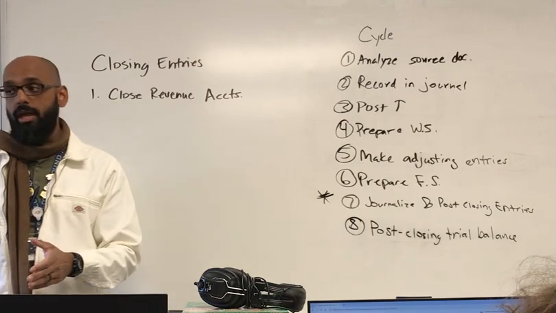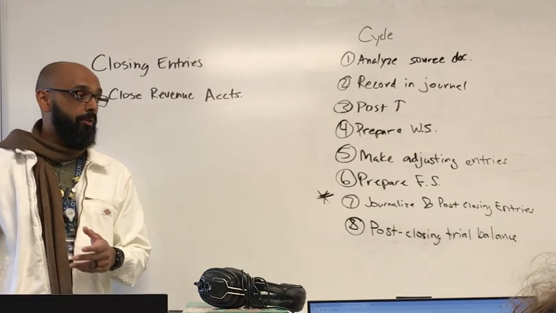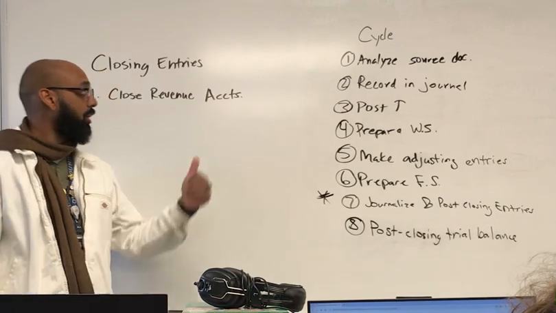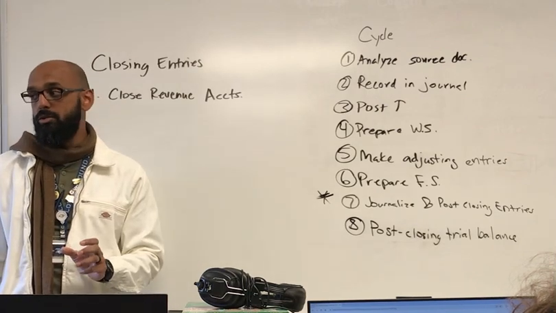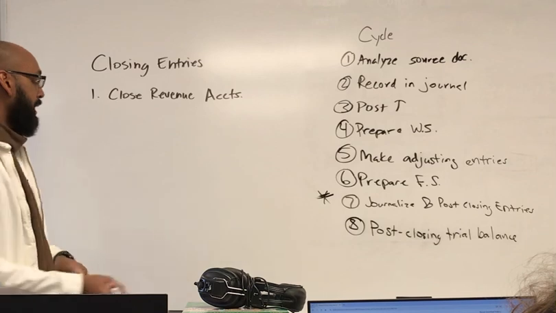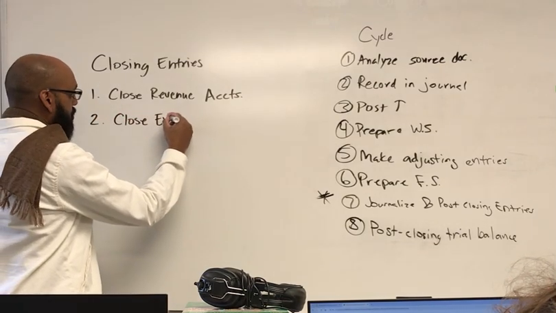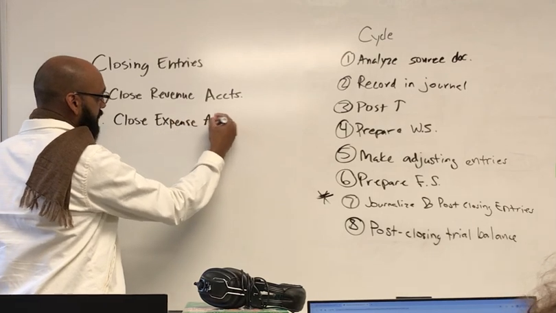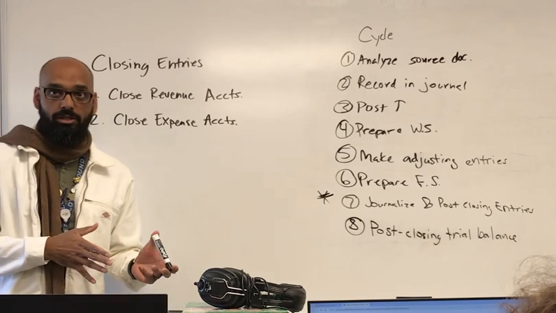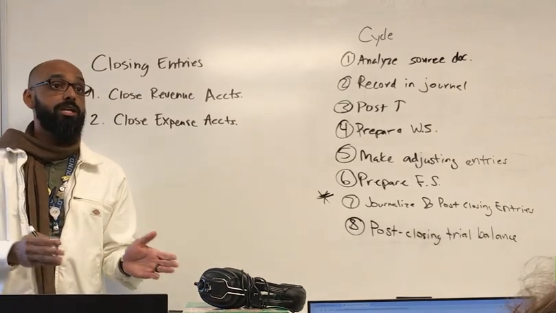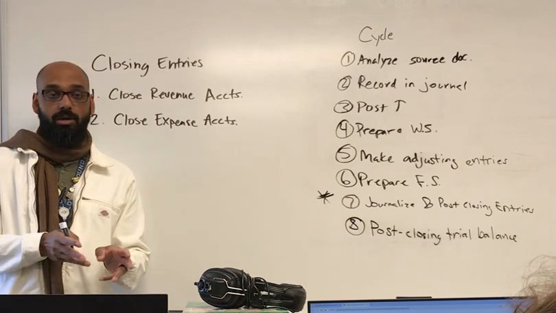And the other part of that entry, in double entry accounting, you have to have at least 2 accounts affected because your debits have to equal your credits. So we're closing the revenue accounts by debiting them, and the other part of that is going to be a credit to income summary. And then we're going to close all of our expense accounts, and expense accounts have a normal debit balance. So in order to close them, we need to credit the expense accounts and debit income summary.